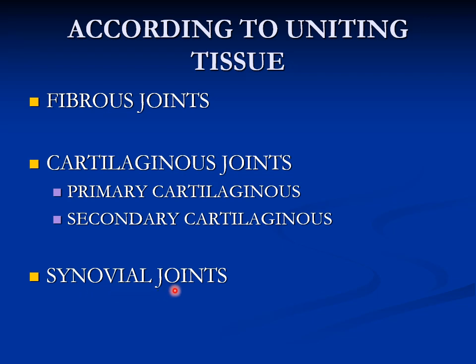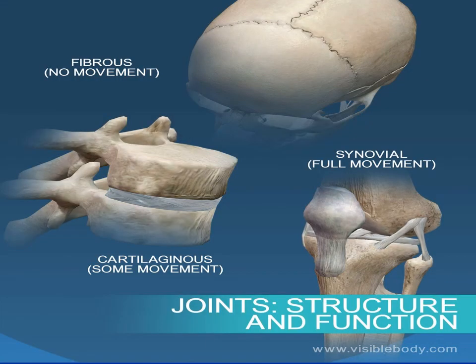So according to the uniting tissue, we are dividing the joints into fibrous joints, number 1. Number 2, the cartilaginous joints. As the name indicates, there is a cartilage in between the joint uniting the two bones together. And number 3, the synovial joints, having the synovial cavity along with the synovial fluid.